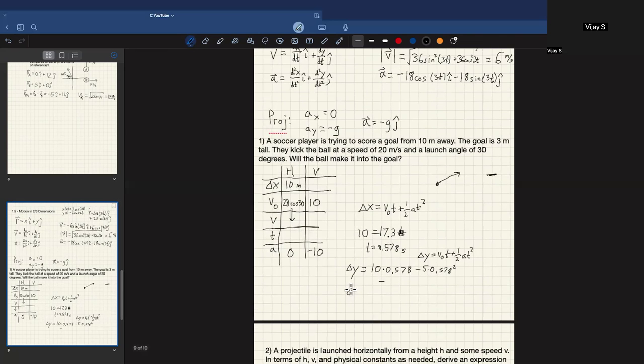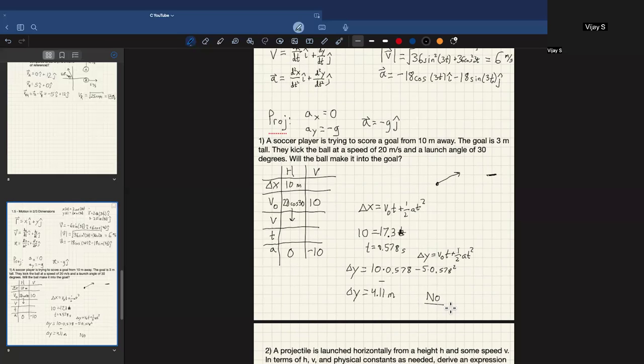So in other words, when the ball is at a horizontal position of 10 meters, the height from the ground is 4.11. It's a positive number, which means thankfully the ball is still in the air. But unfortunately, since it ends at a height greater than 3, that means that it did not make it into the goal. It's actually going to overshoot it. So it's actually ending 1.11 meters above the top of that goal, unfortunately. So the ball will not make it into the goal.